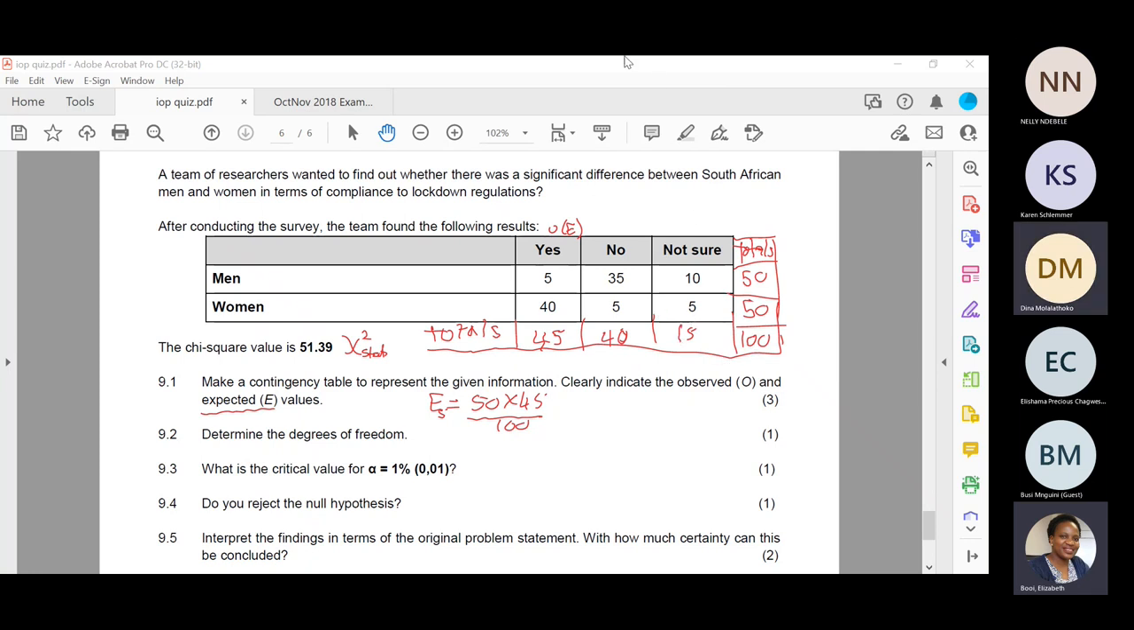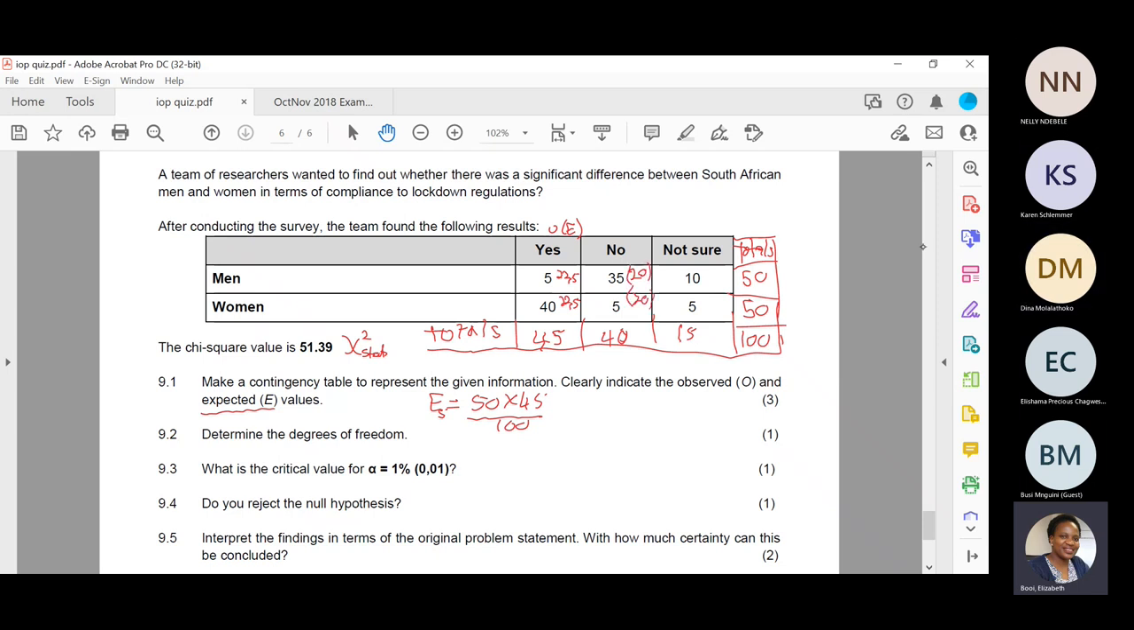Okay, so for 5, it's 22.5. And this is 22.5. And the middle one is 20 and 20. 20. And this will be 20 and this will be 20.